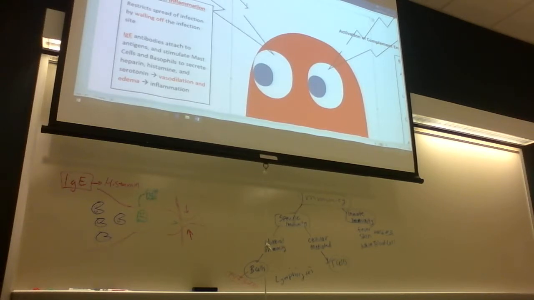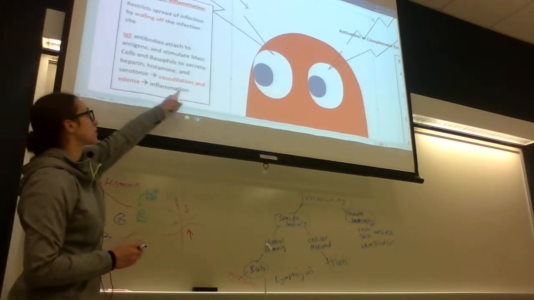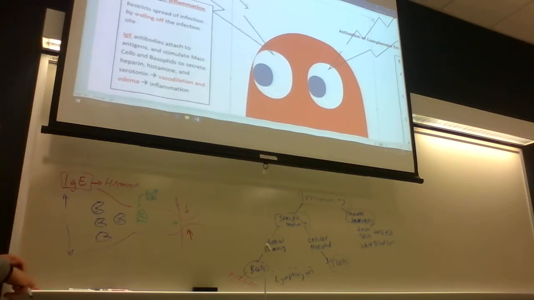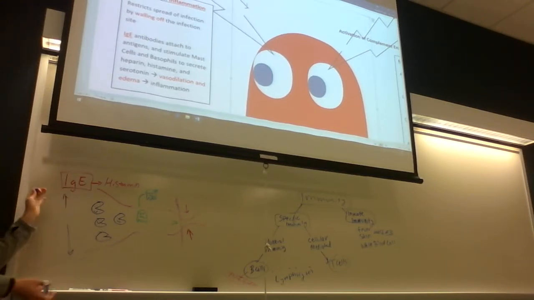So your basophils, your heparin, your serotonin is going to cause vasodilation. So vasodilation is this opening. That's what your IgE, your histamine, your basophils, and mast cells do. And this is going to vasodilate, and this is going to cause inflammation. That's why you have the redness, heat, swelling, and pain. Redness from the increased blood flow.